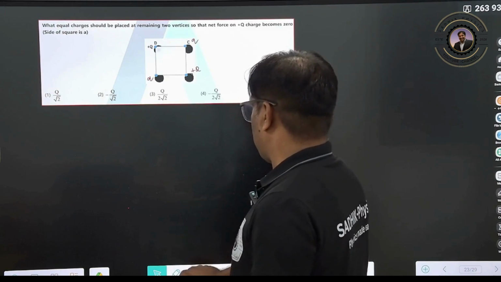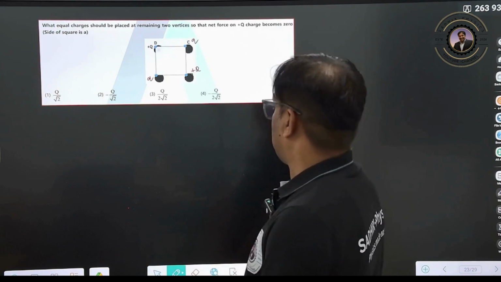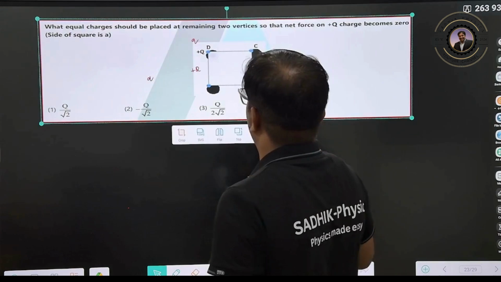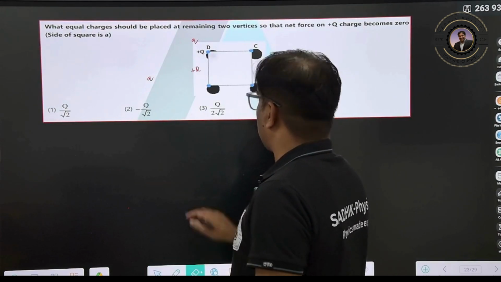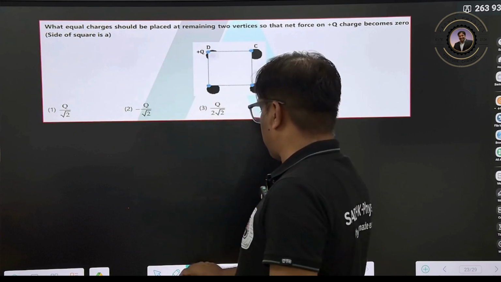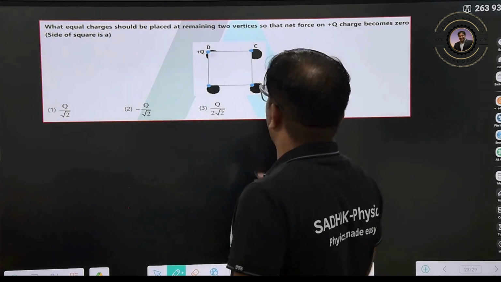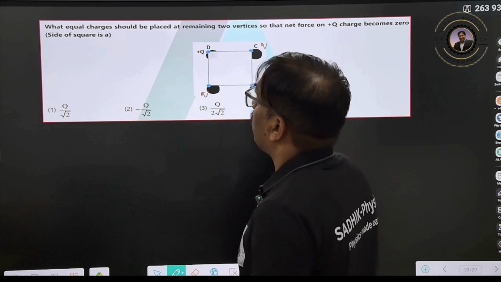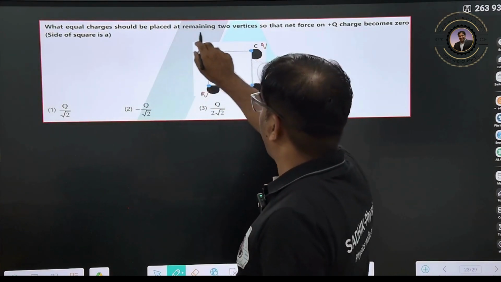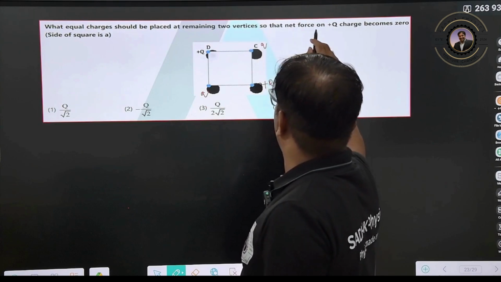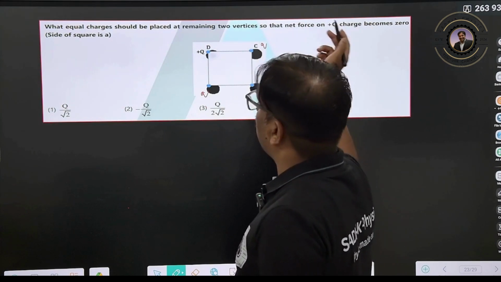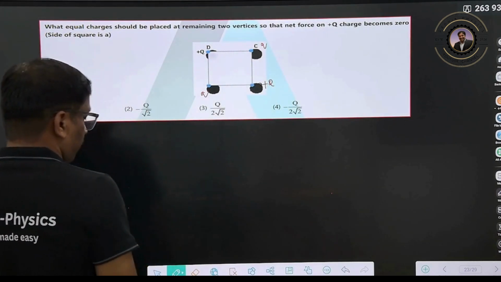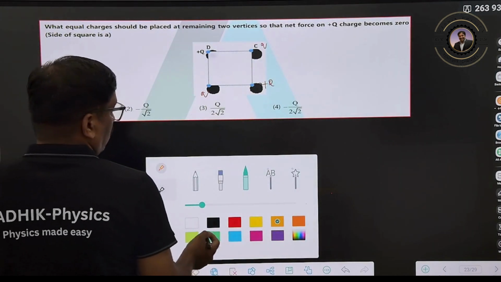Let us see here. Therefore, what is given here now? The question here: plus q and plus q are there. This is q and q, you have to keep it. What equal charges should be placed on the remaining parts of this so that the net force on the plus q will become zero? So the force on this one should become zero. The same thing, you can try it.